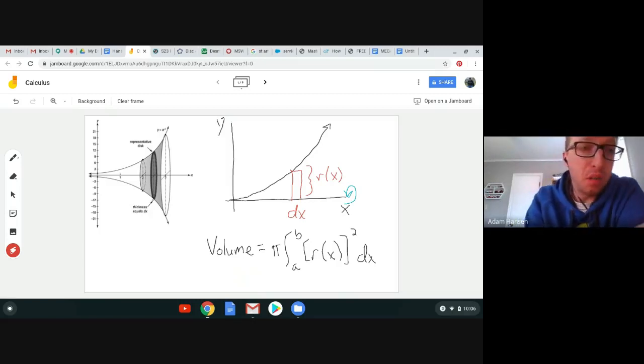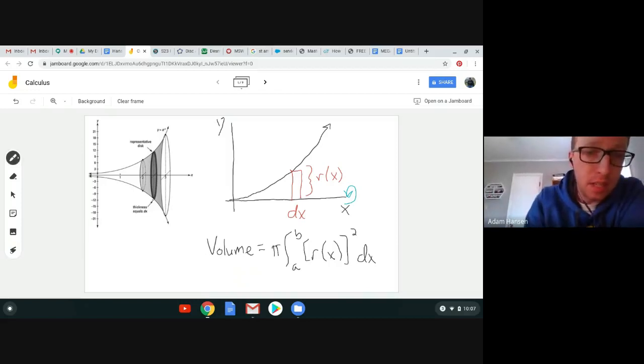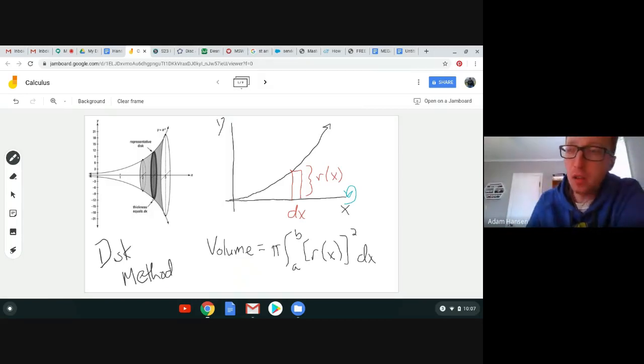What we're talking about today is the disk method. There's about 2 or 3 different methods of computing the volumes of solids of revolution. Sometimes, in some cases, some of these methods work better than others. We'll talk about that later.